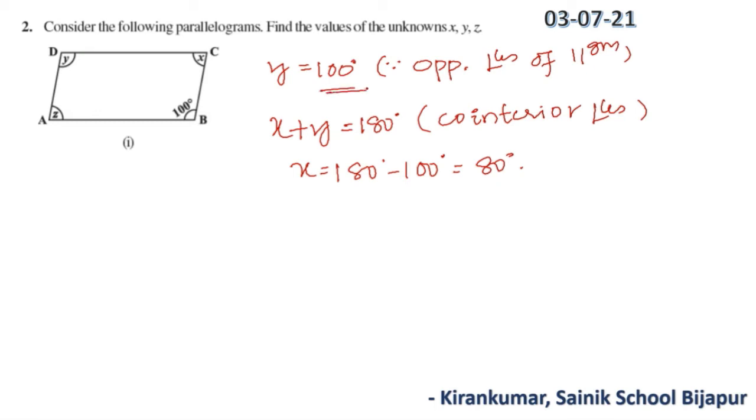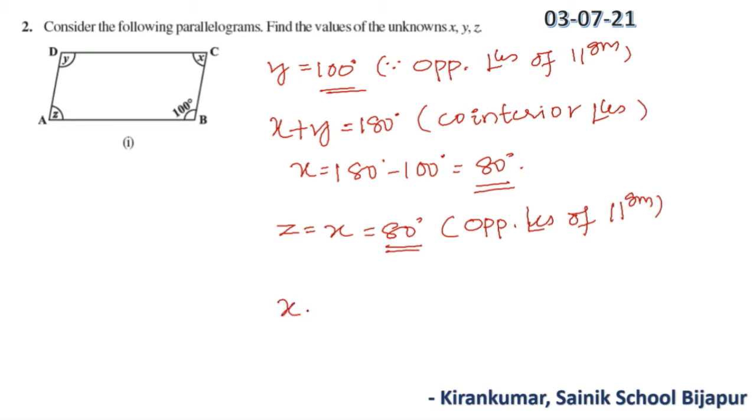So y value, x value are found. We can find the value of z. Z will be equal to x. This will be equal to 80 degrees. The reason is the opposite angles of parallelogram. So we have found x as 80 degrees, y as 100 degrees, and angle z is 80 degrees.